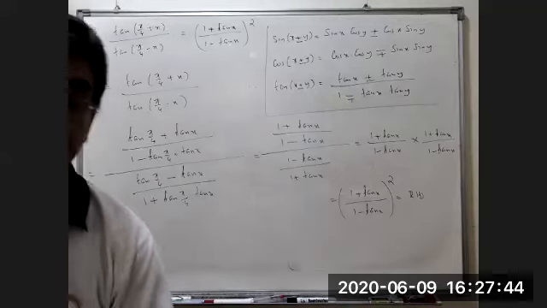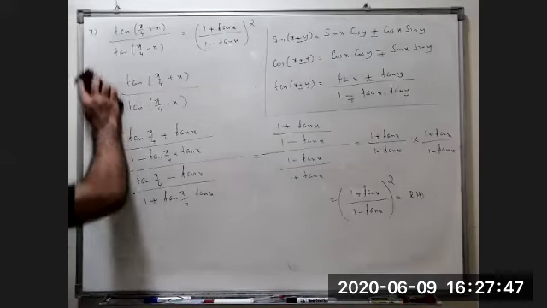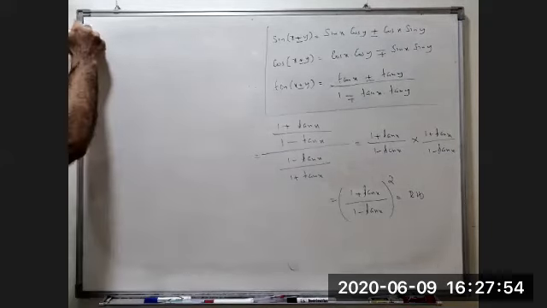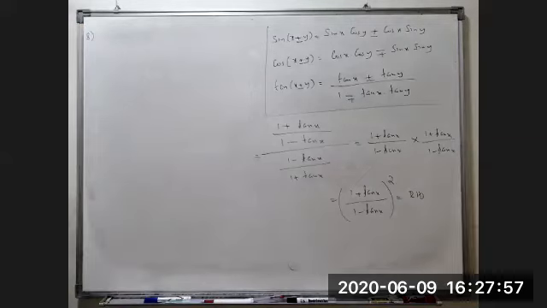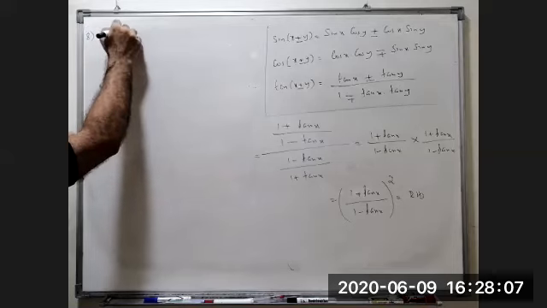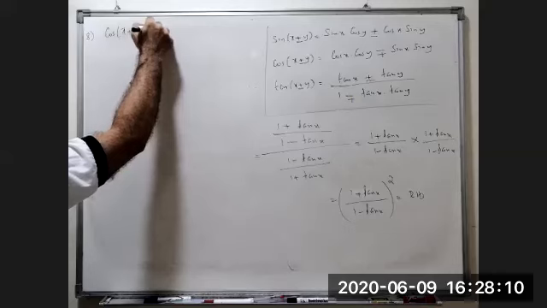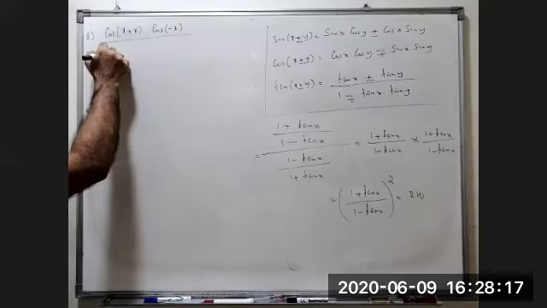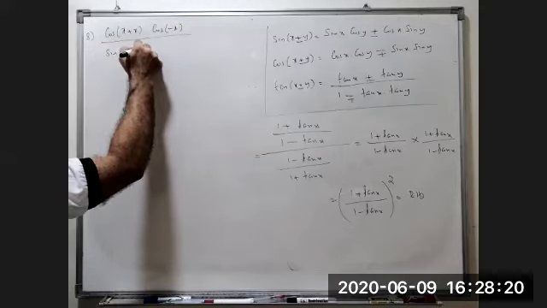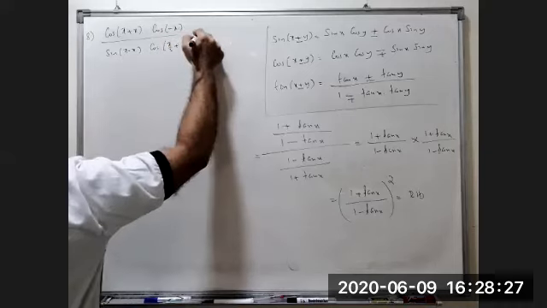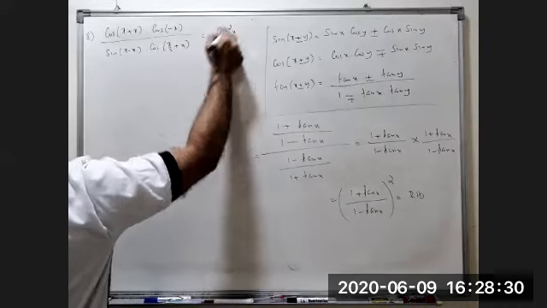I hope you have completed question number 8. Question number 8 is: prove that cos(π + x) · cos(−x) / [sin(π − x) · cos(π/2 + x)] is equal to cot² x.